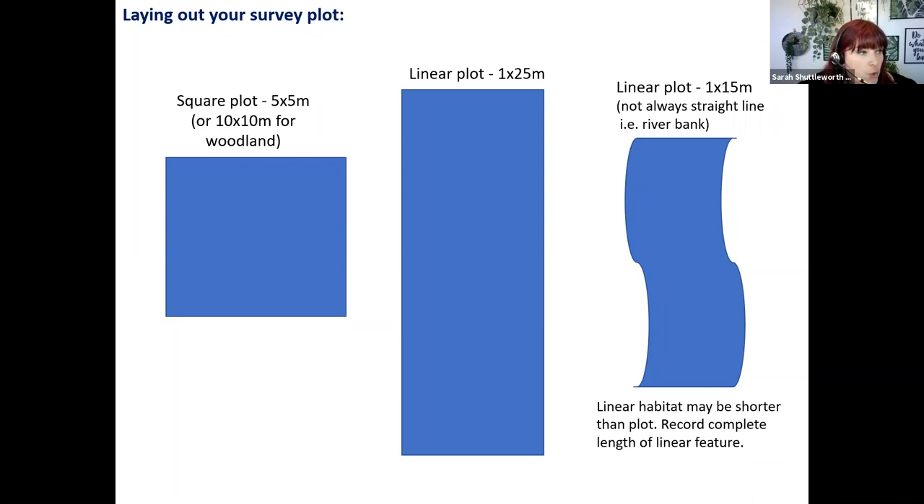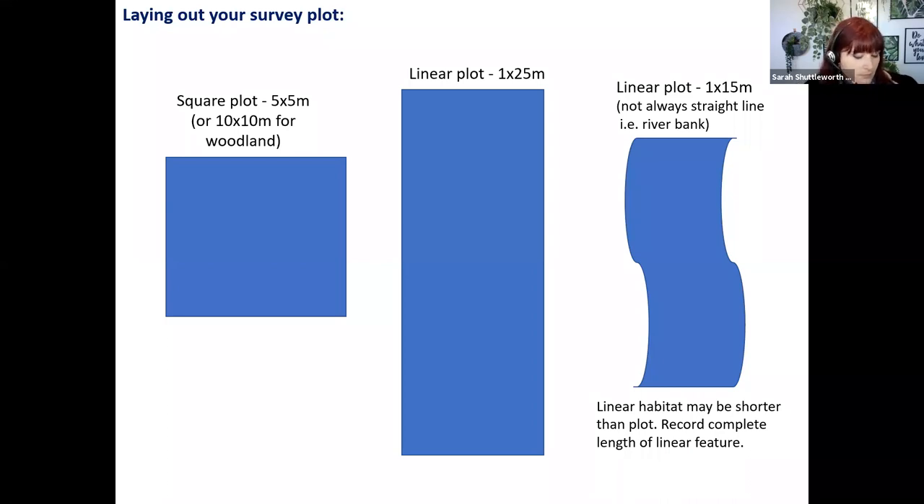Then using the cord or rope, align the first side of the square, then using a clipboard or a book to create the right angle for the corner, you can lay out the next side of the square, putting in your corner markers as you go. Once you have completed this part, you need to record the GPS location of the southwest corner of the plot.